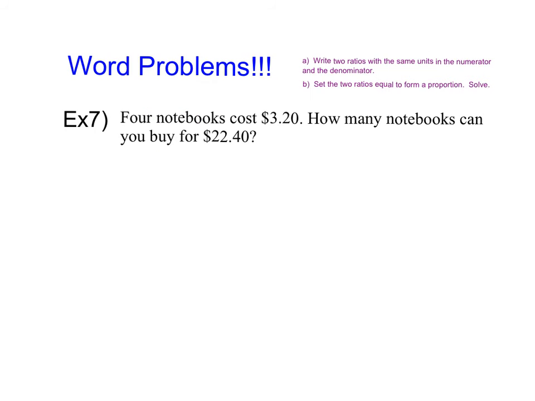So let's get started here. If I read through, I notice that it says 4 notebooks cost $3.20. So I have a feeling that that's going to be my first ratio. So I have 4 notebooks that cost $3.20. So that's my first ratio.